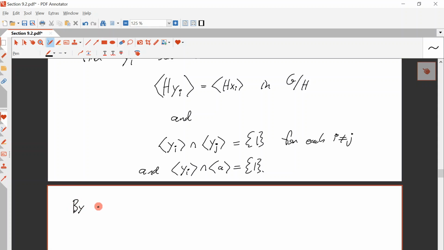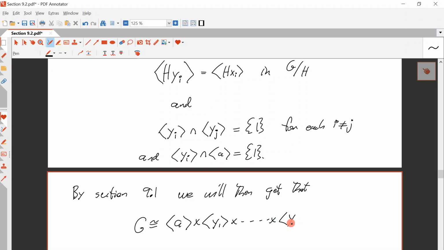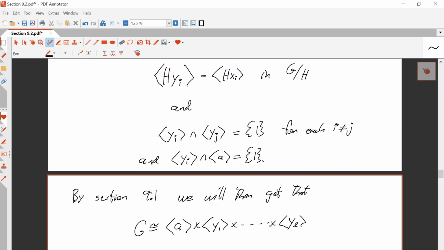Okay, by section 9.1, we will then get that G will be isomorphic to the cyclic subgroup generated by A, direct sum with the cyclic subgroups generated by the y's. Okay, so all we need to do is find these y's, although this is kind of tricky, but we'll get through it here.